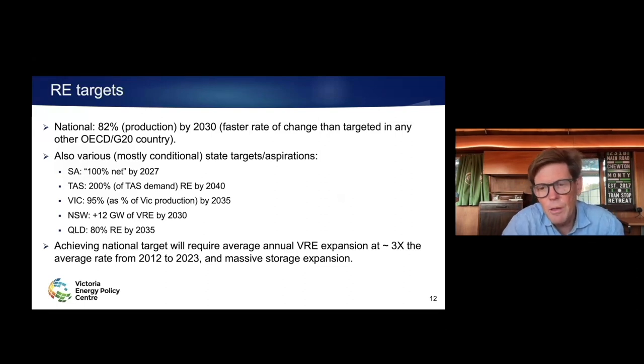But this is an extremely demanding target. It will require VRE expansion at three times the average rate from 2012 to 2023, and truly extraordinary amounts of storage expansion, particularly once VRE gets above 75% really of average electricity production nationally.